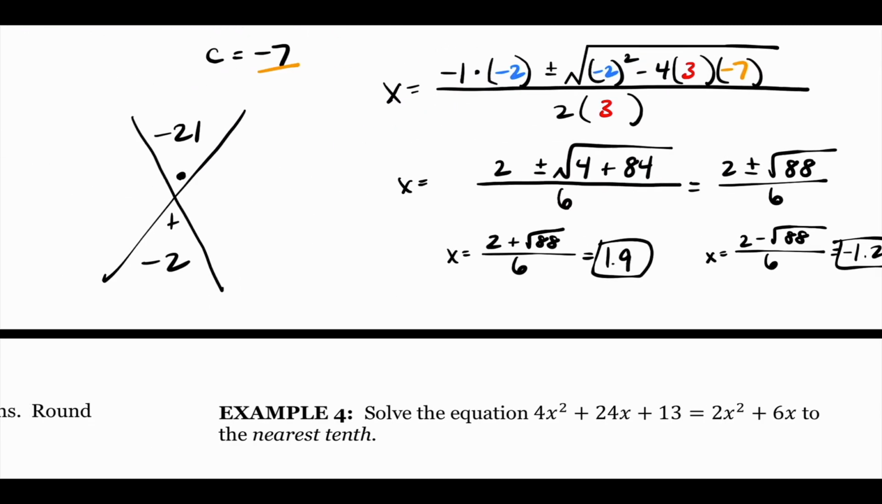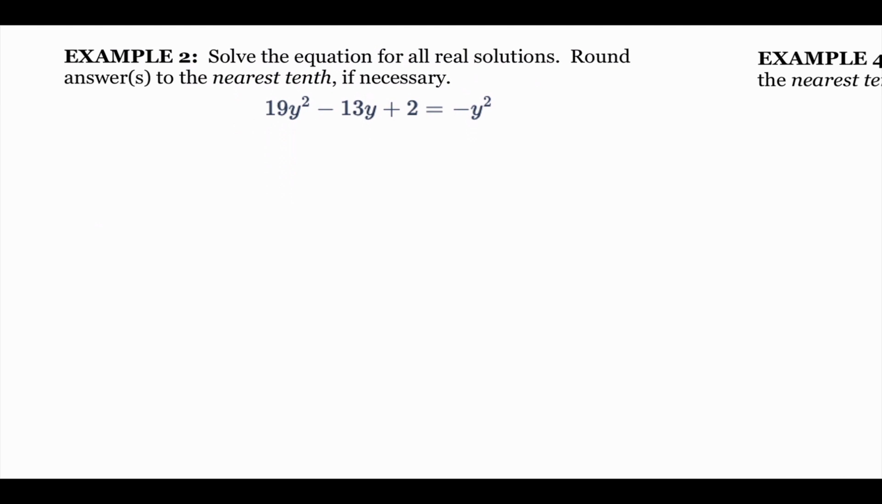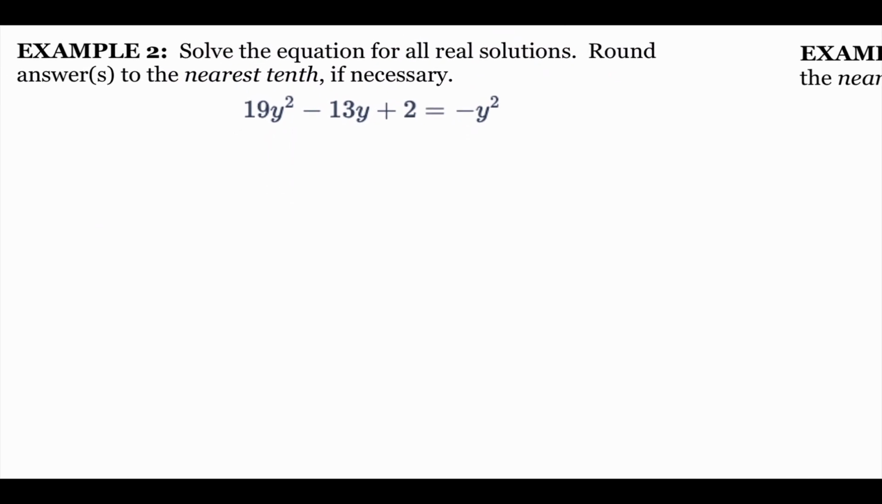All right, so let's go to the back now. Directions are a little different now. They still say solve, but it says solve the equation for all real solutions. That just means give me all the answers. That's all it means. Nothing's going to change. Okay, round your answer to the nearest 10th if necessary. So don't let that change.